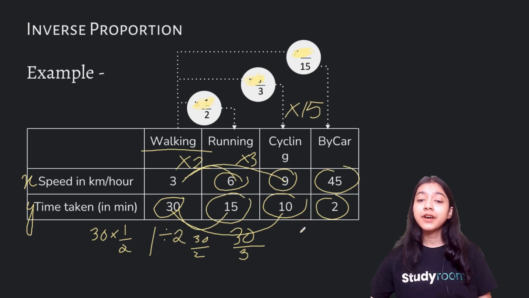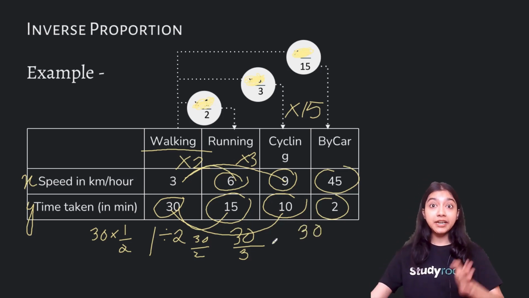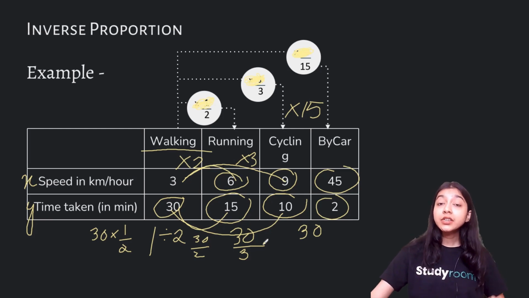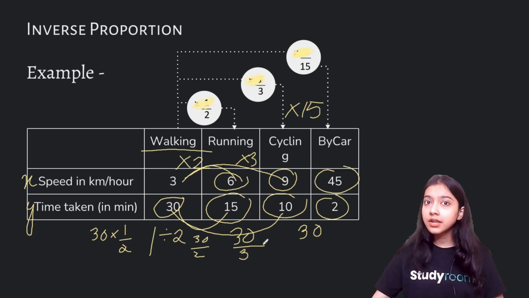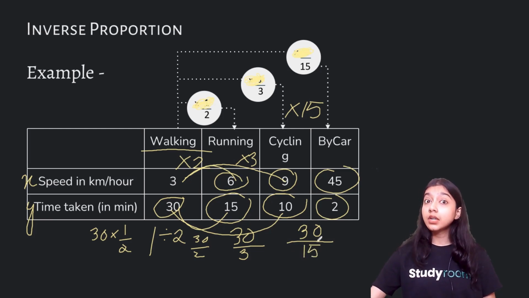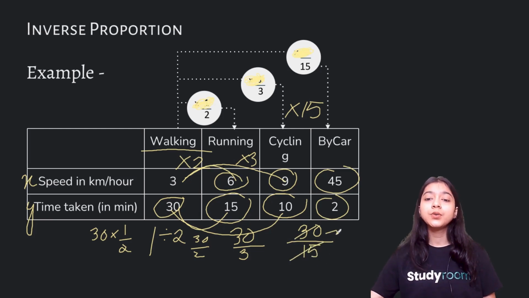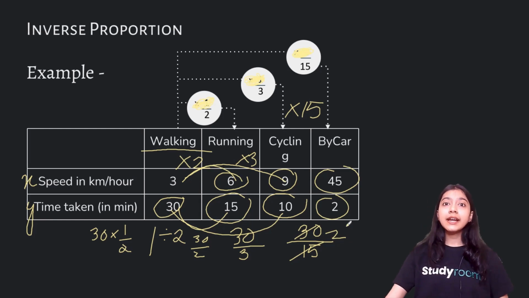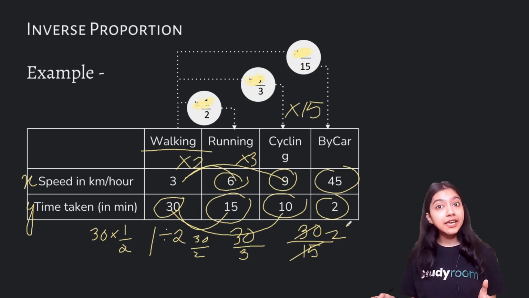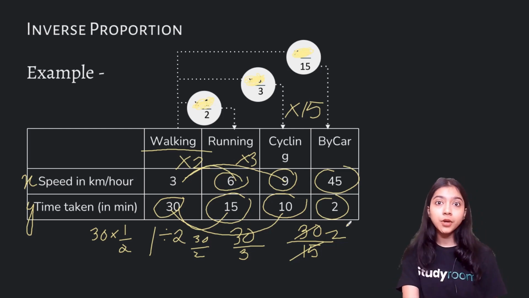That means with the increase of speed my time will decrease, so time will also get divided by 15. And when 30 is divided by 15, we get 2. So this means that if the speed is getting multiplied by 2, time is getting divided by 2. Speed is getting multiplied by 5, time is getting divided by 5. So this is the observation that we made from this table.